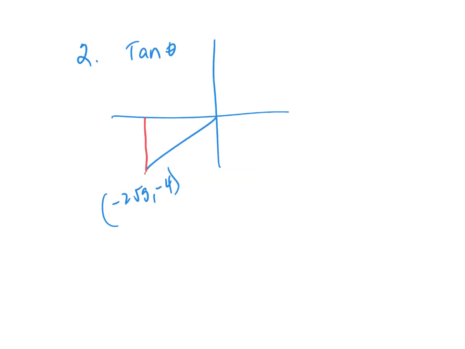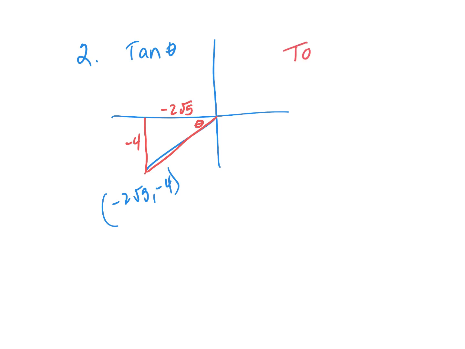So here is my triangle. I put a line up to the x-axis. Theta is coming out of the center. Negative 2 root 5 is right there. And negative 4 is here because you know that the third quadrant is negative, negative. So we got to find a tangent. Now in this case, do I have to find the hypotenuse? I don't need to find the hypotenuse here.